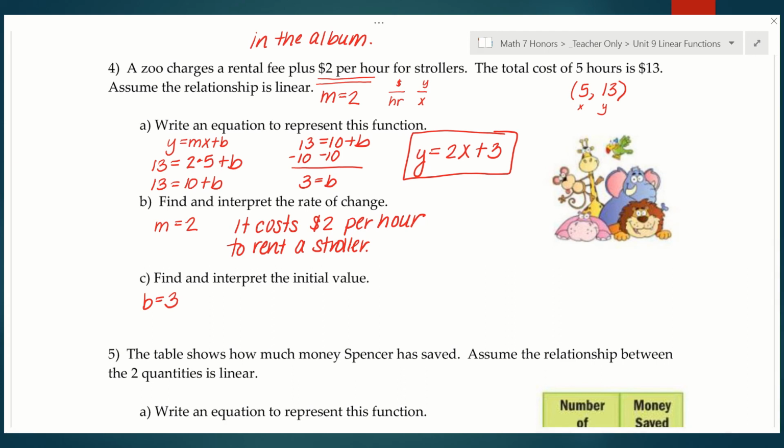Why is that? Well, if you go back and read it again, it says a zoo charges a rental fee plus $2 per hour. So that $3 that you're paying, even though you haven't used it at all, is your rental fee. So the rental fee is $3.